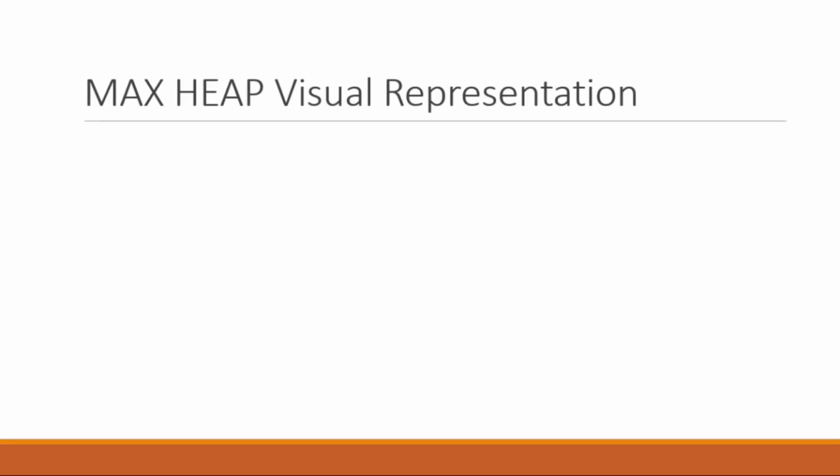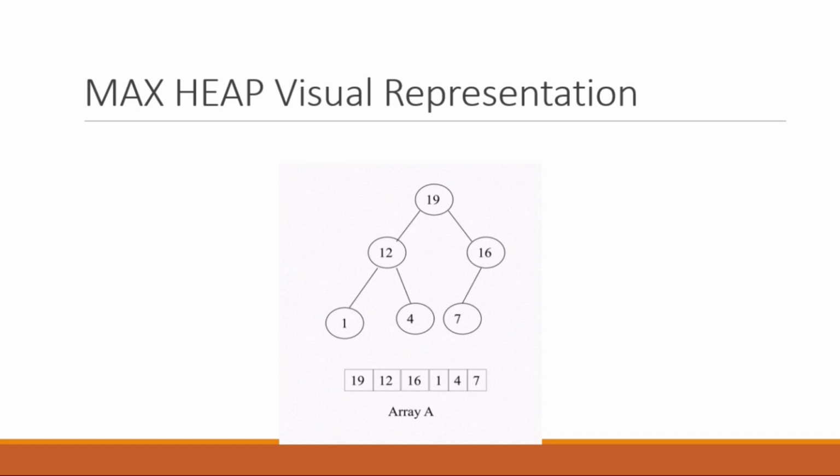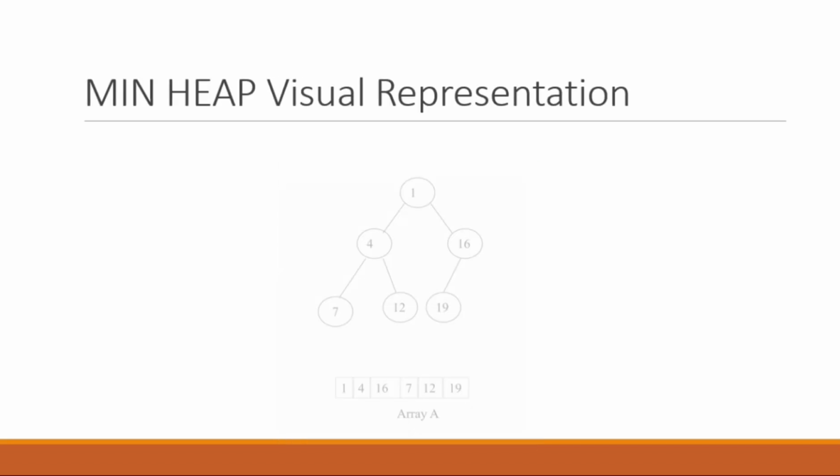Now let's take a look at the max heap visual representation. The highest element 19 is its root, while all the smaller subtrees are also arranged in order in such a way that the root is always greater than its child. Similarly, let's take a look at the min heap visual representation here. 1, which is the smallest element, is the root of the tree.